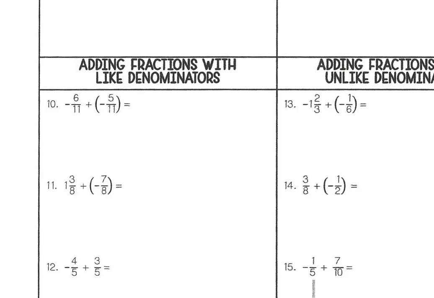So like denominators, so the bottom's 11. Because it's negative and negative, we're going to go 6 plus 5, which is 11. But negative and negative makes it negative 11. I owe 6, I owe 5. So it's negative 11 over 11. Simplify that, becomes negative 1. And there's your answer for that one.